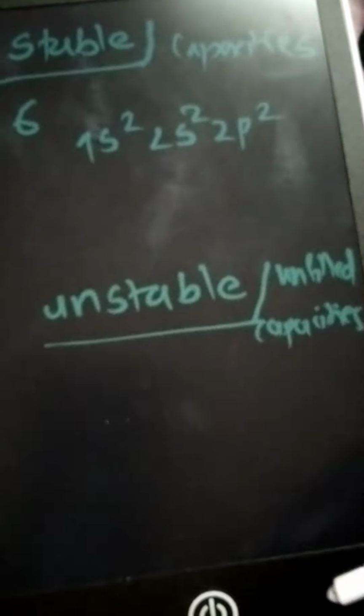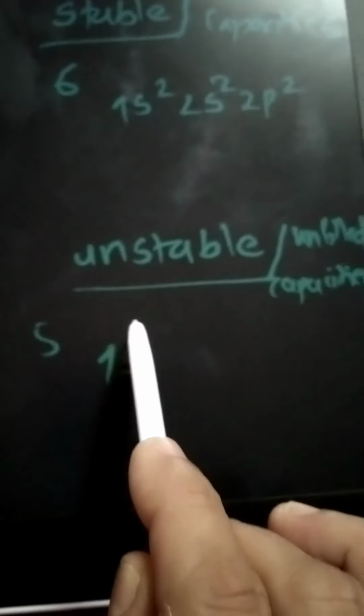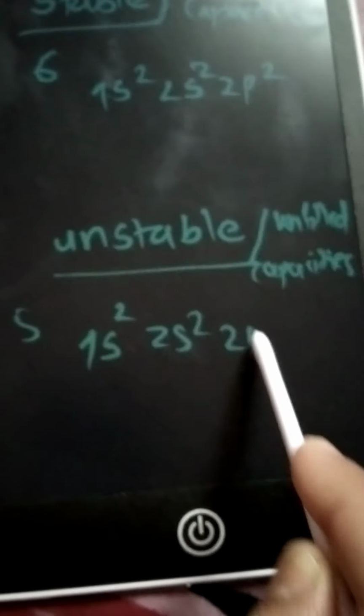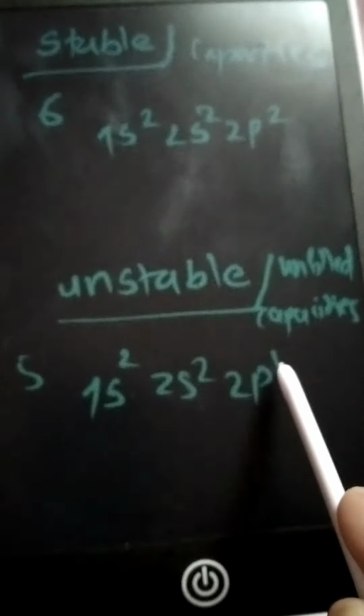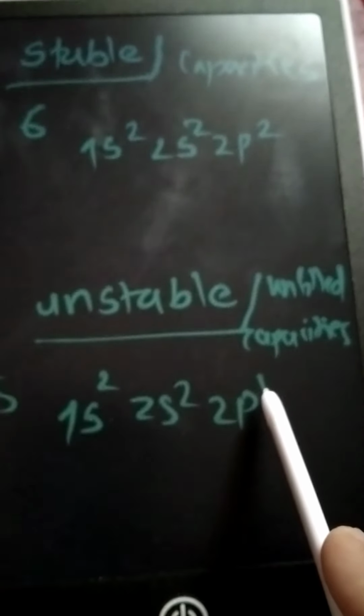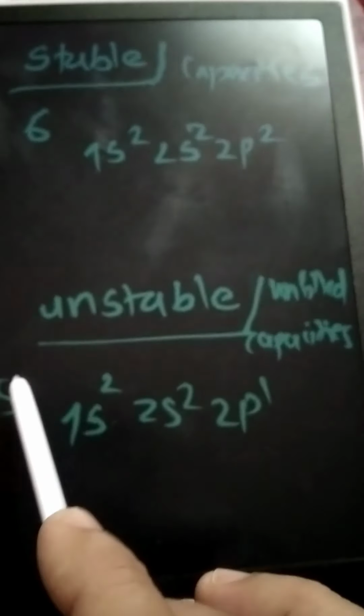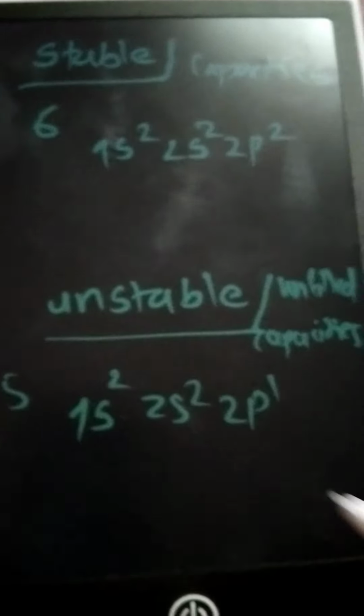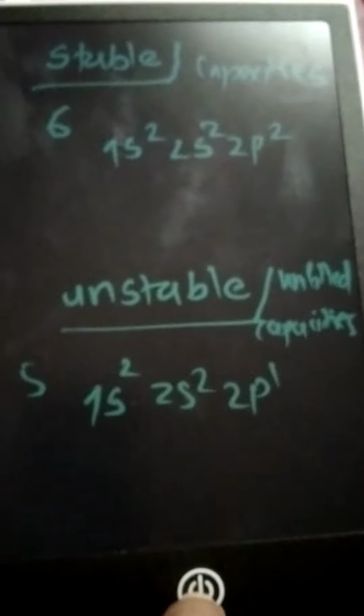What is the unstable configuration? For example, atomic number 5, 1s2, 2s2, 2p1, means one electron is free here. It can be paired. This atom will not be stable. If you study stable and unstable configurations, lots of examples are there in the periodic table.